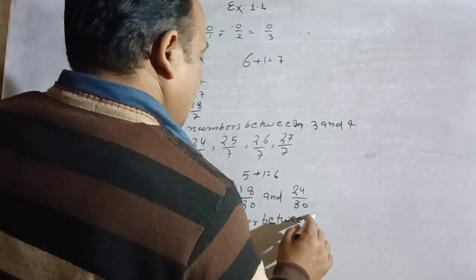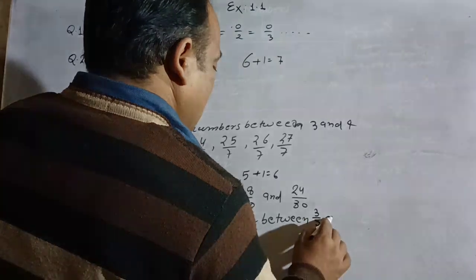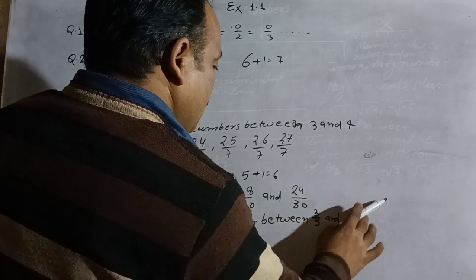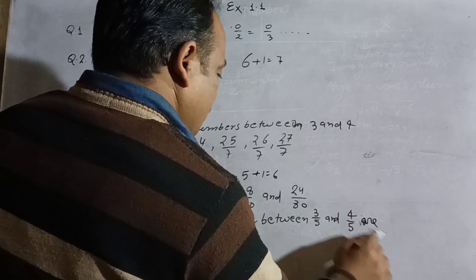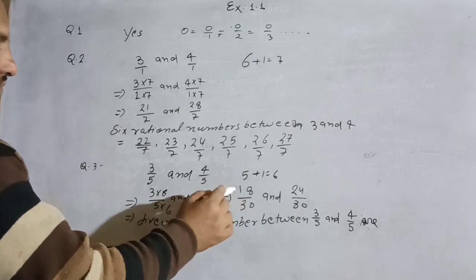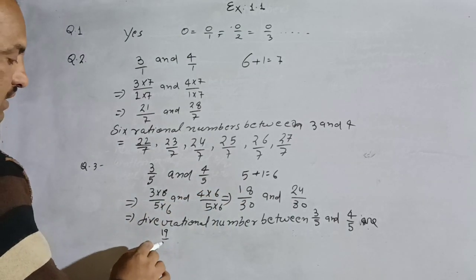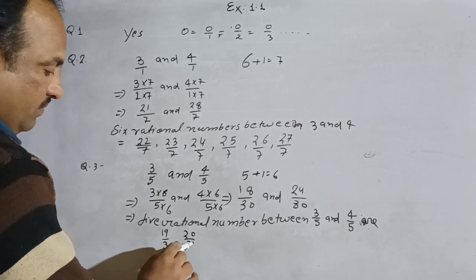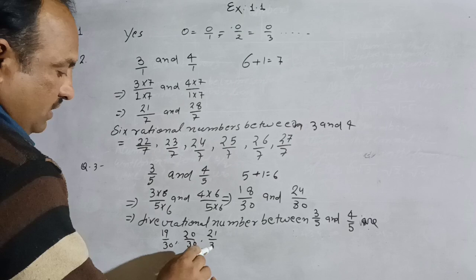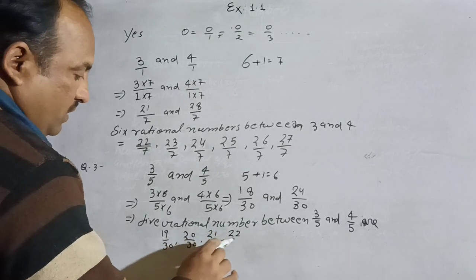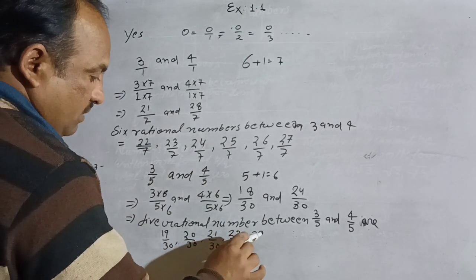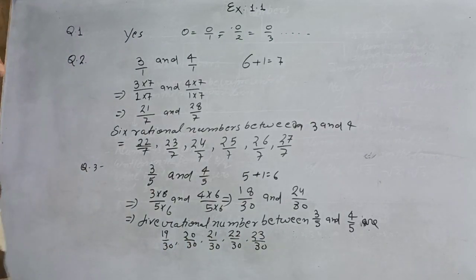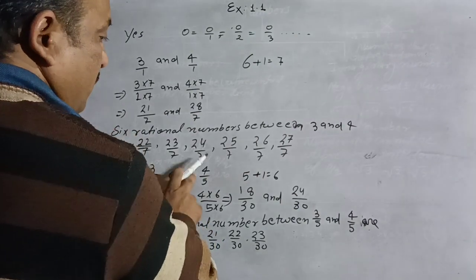The 5 rational numbers between 3 upon 5 and 4 upon 5 are 19 upon 30, 20 upon 30, 21 upon 30, 22 upon 30, 23 upon 30. That is 1, 2, 3, 4, 5 rational numbers between 3 upon 5 and 4 upon 5.